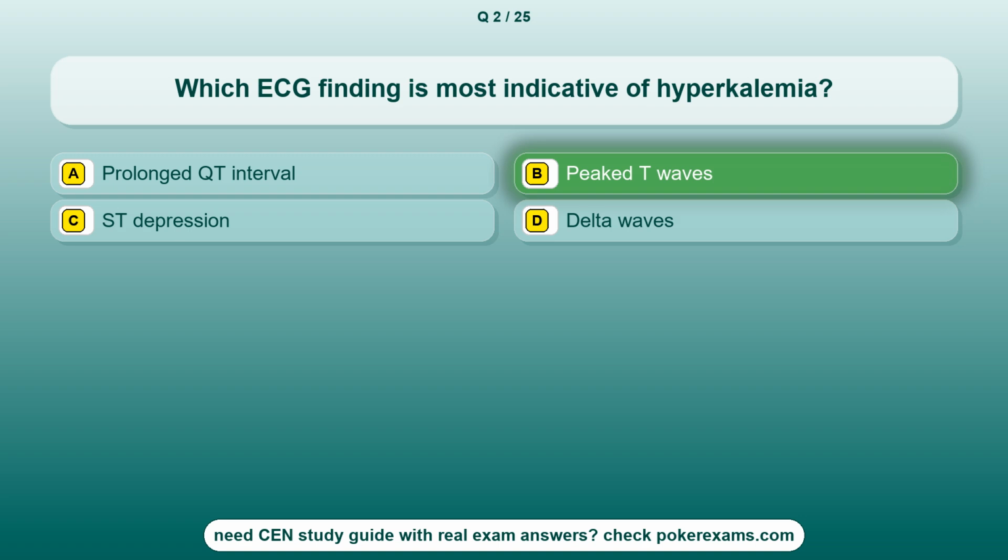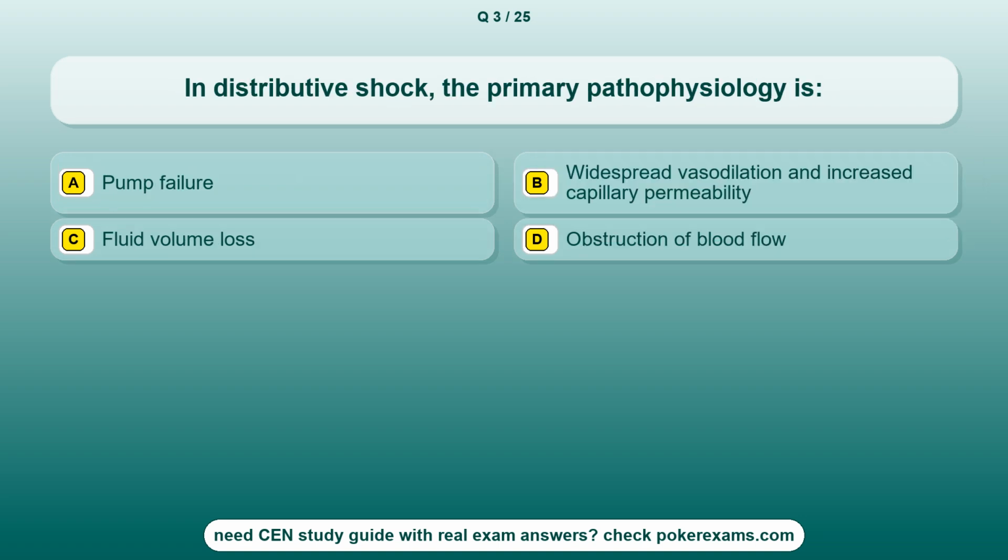The correct answer is option B. Peaked T waves. Question 3. In distributive shock, the primary pathophysiology is option A. Pump failure. Option B. Widespread vasodilation and increased capillary permeability. Option C. Fluid volume loss. Option D. Obstruction of blood flow.